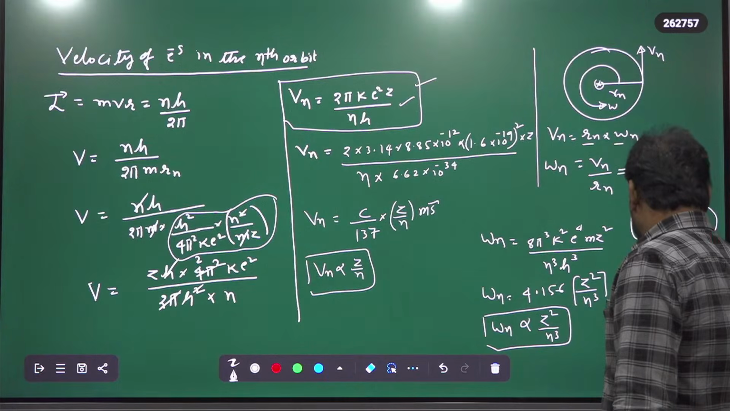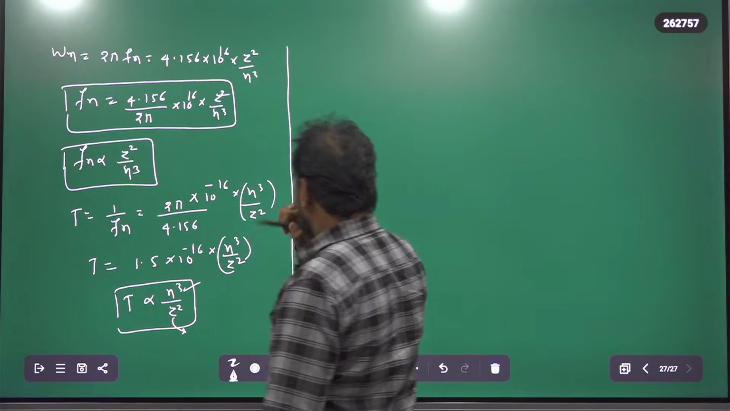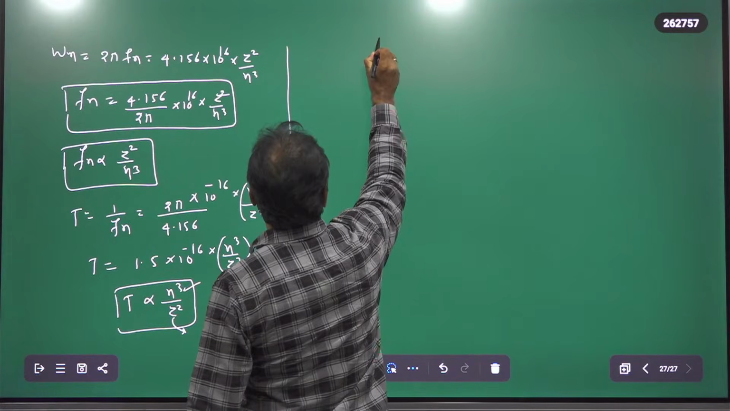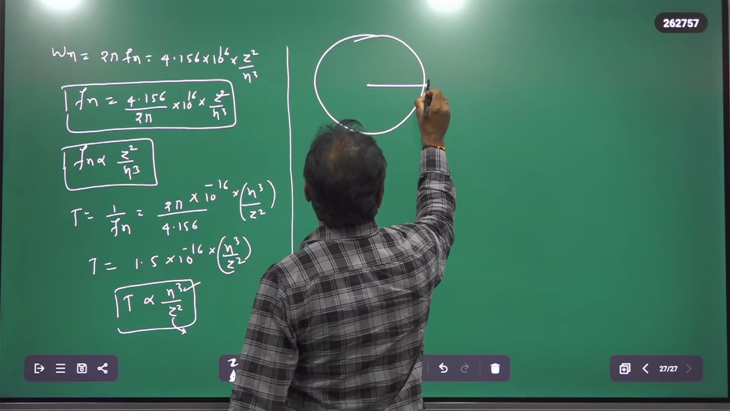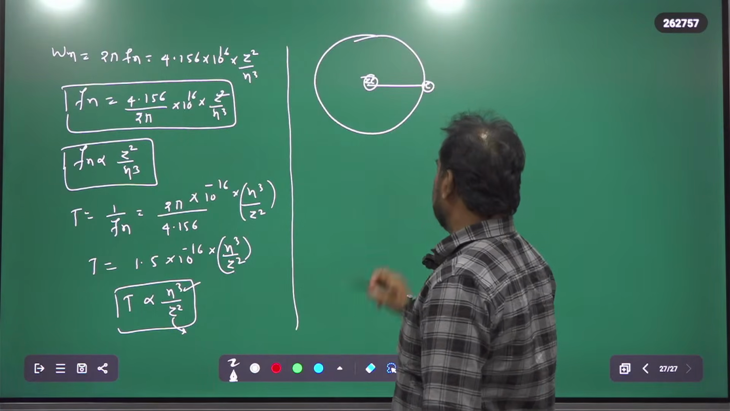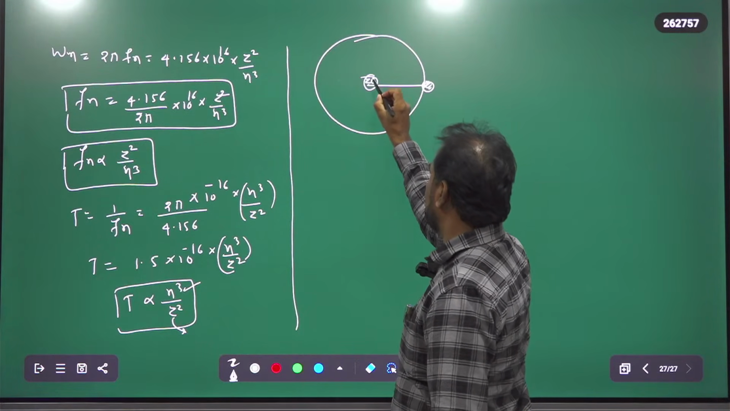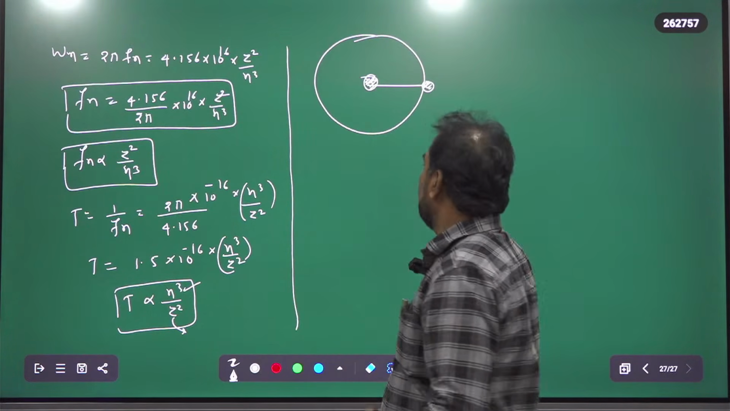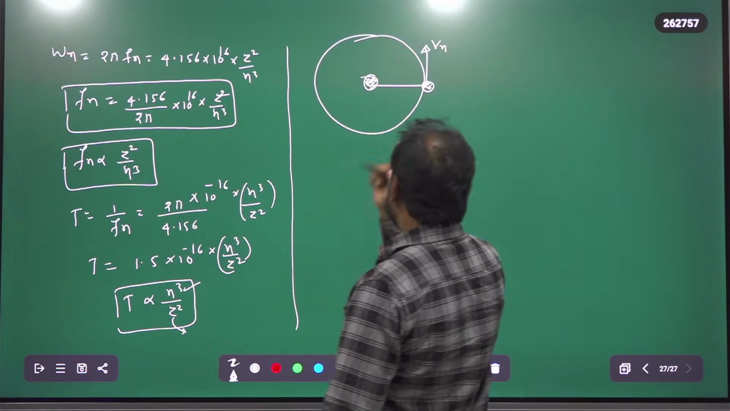Next, the energy of an electron when it is revolving in the nth orbit. Consider an electron revolving in the nth orbit around the nucleus. Between this electron and the nucleus, electrostatic potential energy has to be present. Next, when it is in motion with the velocity Vn, it possesses some kinetic energy also.